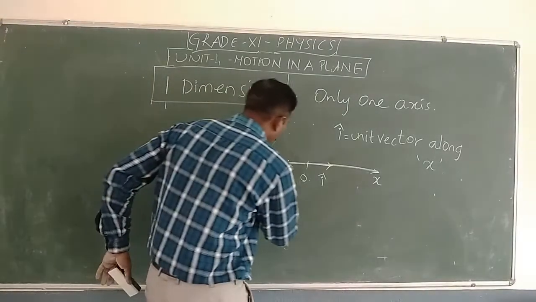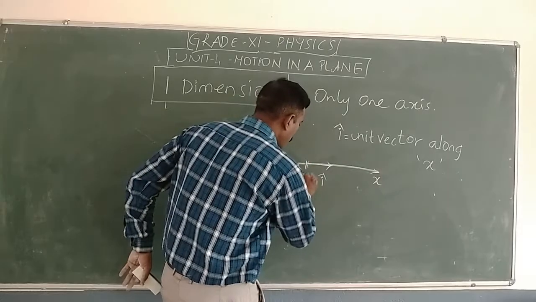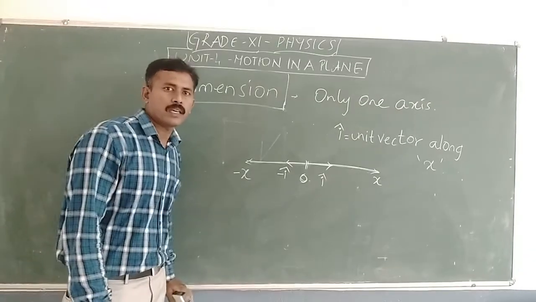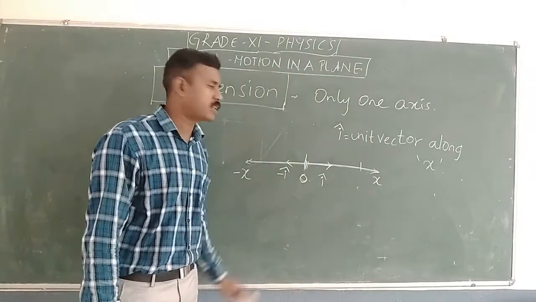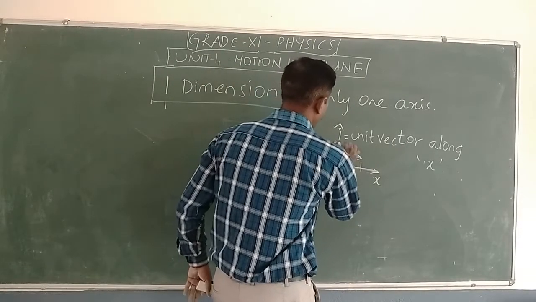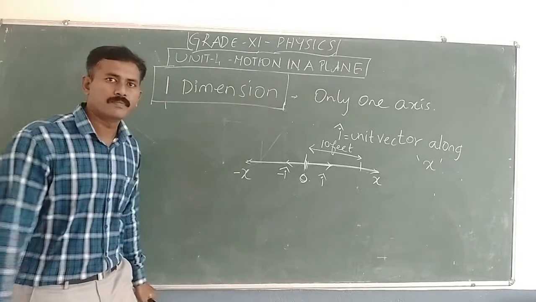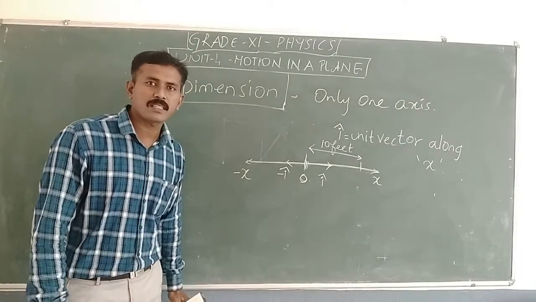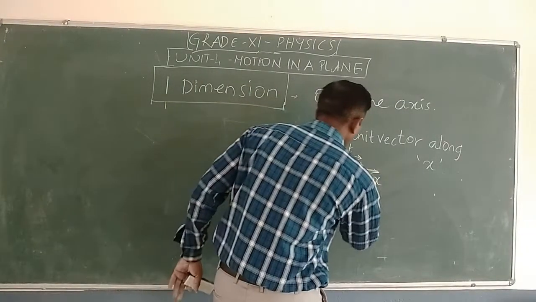Then I will draw a straight line. Let this be a point O. This is a starting point and an initial point. If I am moving an object from this point to this point, let this distance be 10 feet. Clear? Let this distance be 10 feet. The 10 is the magnitude. The 10 represents the magnitude, the displacement of the object from O to this point P.